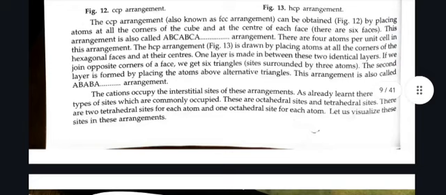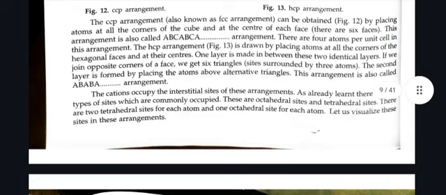The HCP arrangement, which is shown in figure 13, is drawn by placing atoms at all the corners of the hexagonal face and at their centers. One layer is made in between these 2 identical layers. If we join opposite corners of a face, we get 6 triangles, each surrounded by 3 atoms. The second layer is formed by placing the atoms above alternate triangles. This arrangement is also called AB type arrangement.